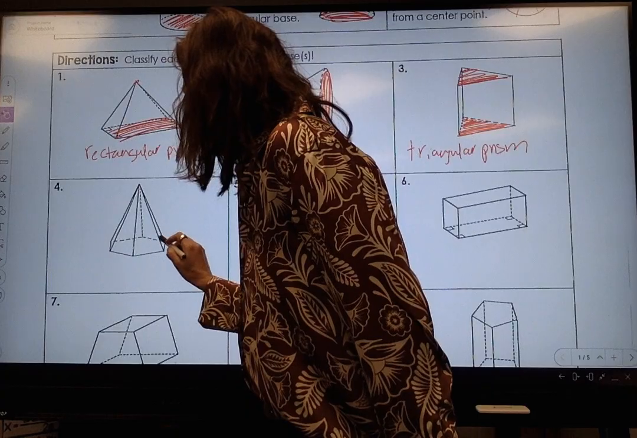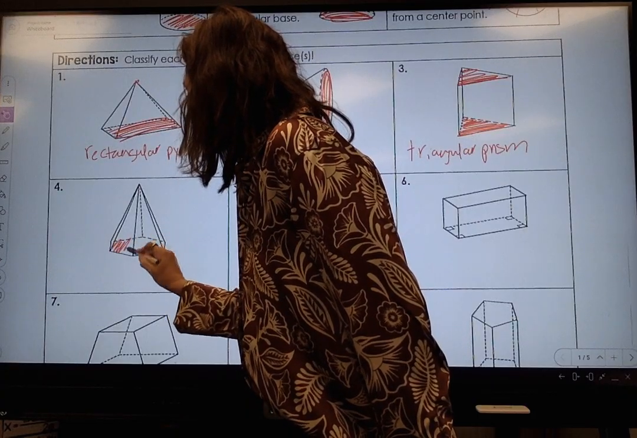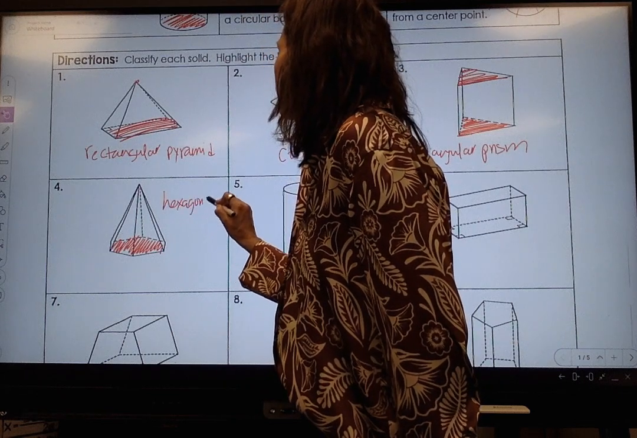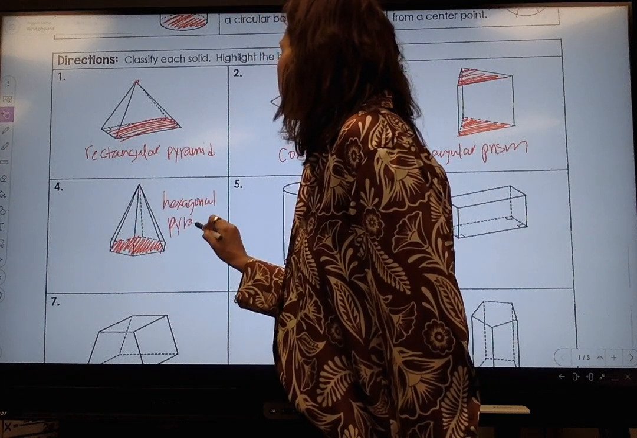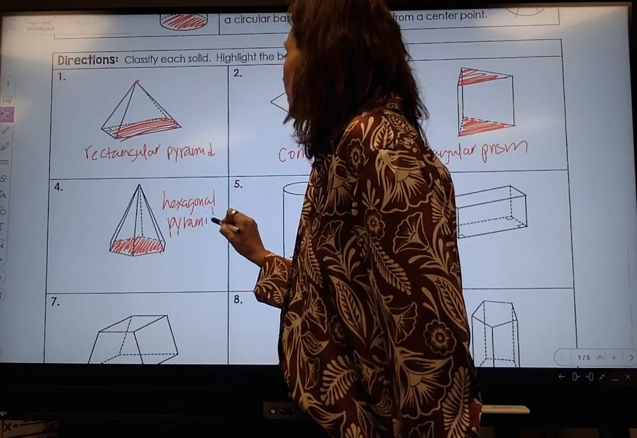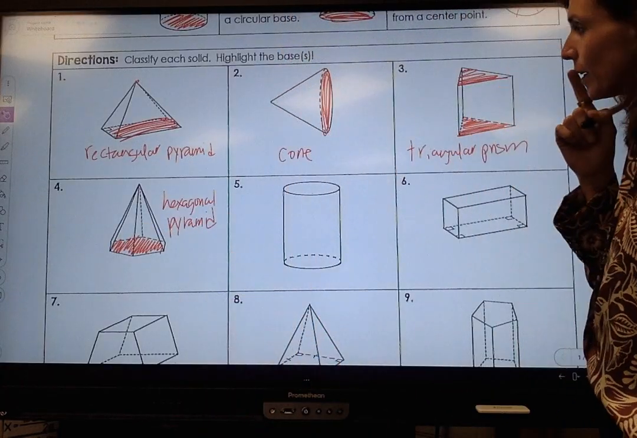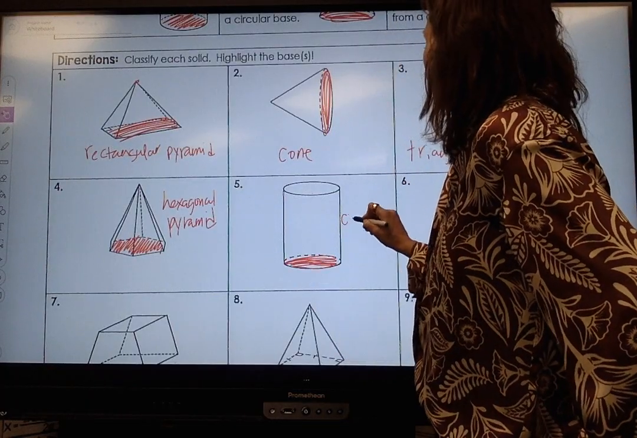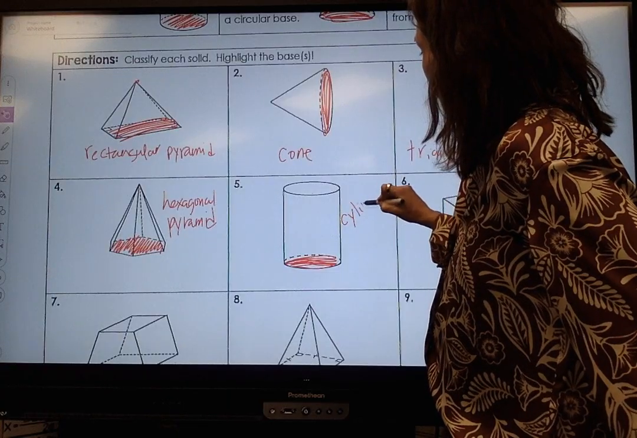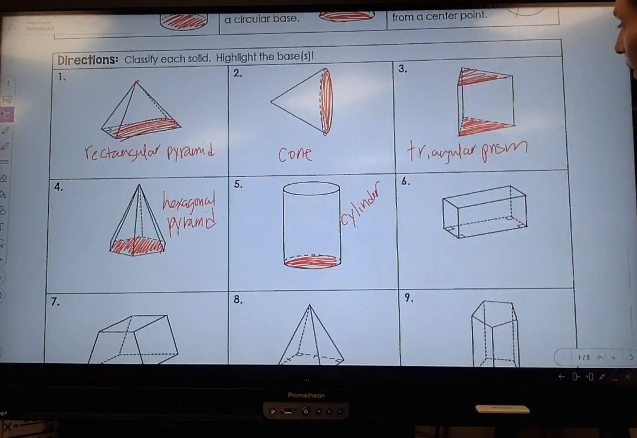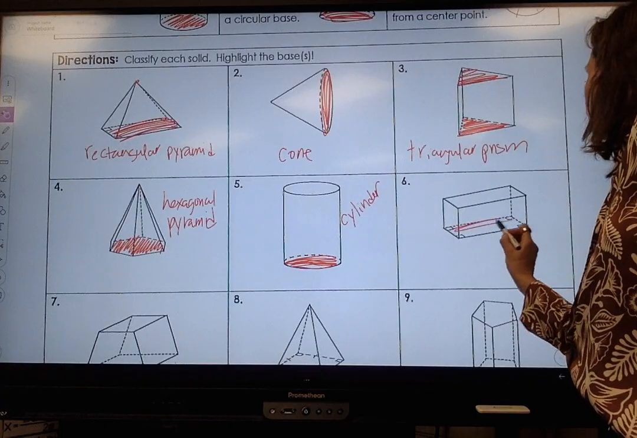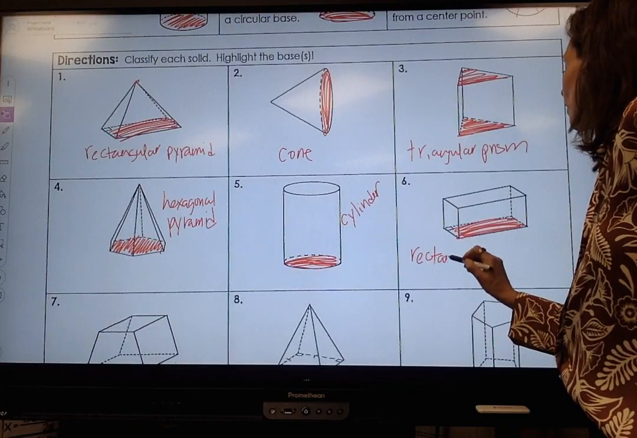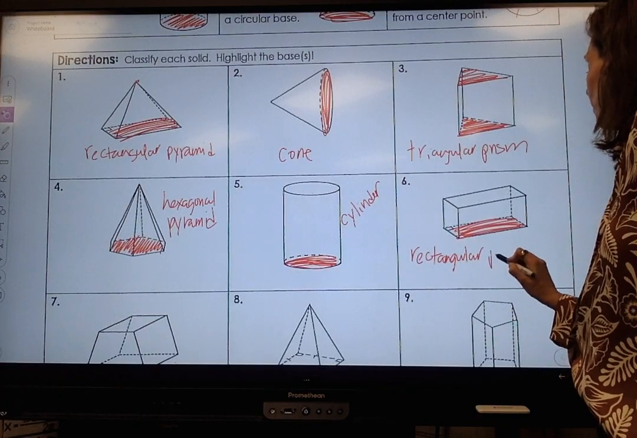Okay? Number 4, what kind of shape do you have here? You have 1, 2, 3, 4, 5, 6 sides. So a 6-sided shape is called a hexagon. So this is a hexagonal pyramid. Okay? All right. Look at number 5. You have a circle as your base. So we just call this a cylinder. All right, if you look at number 6, I've got this rectangle down here. So this is a rectangular prism.